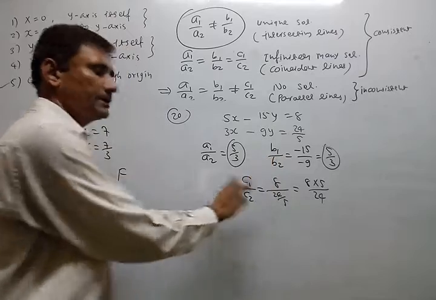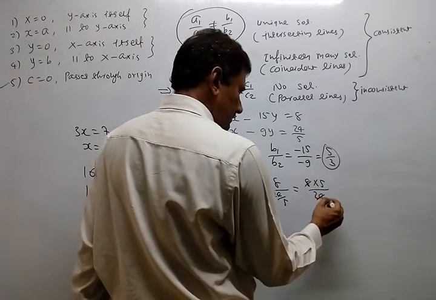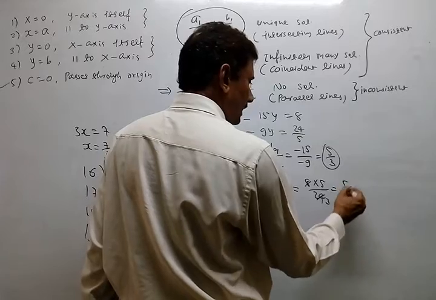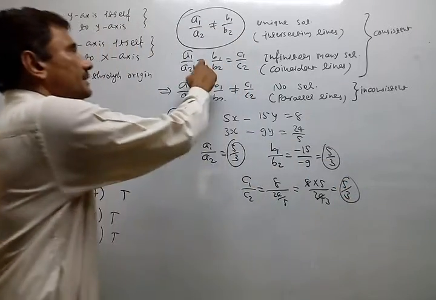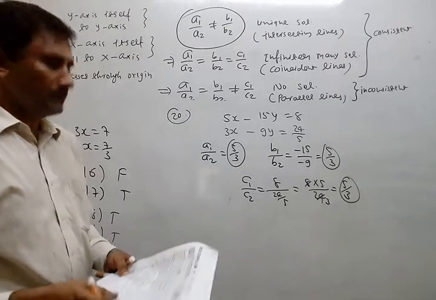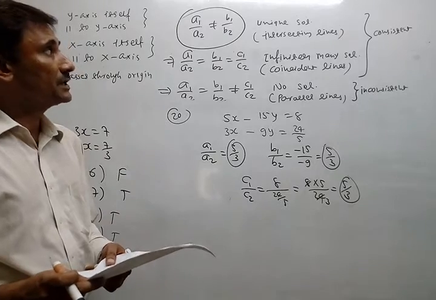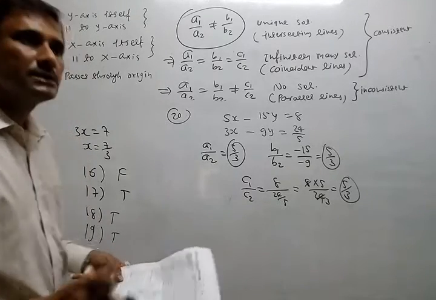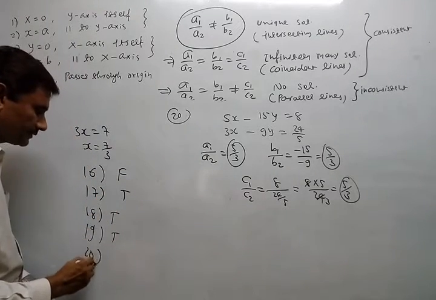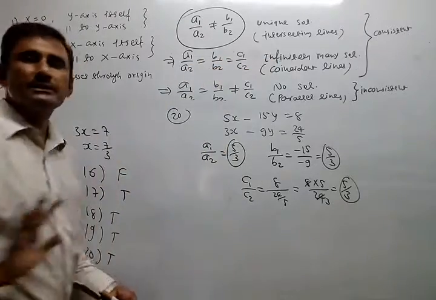Okay, denominator gone to numerator. Now just make it cancel, so it is 5 by 3. So all are 5 by 3, 5 by 3, 5 by 3. So what types of line? Coincident line. And how many solutions? Infinitely many solutions. So 20 is 2. Okay, because that condition is satisfied.